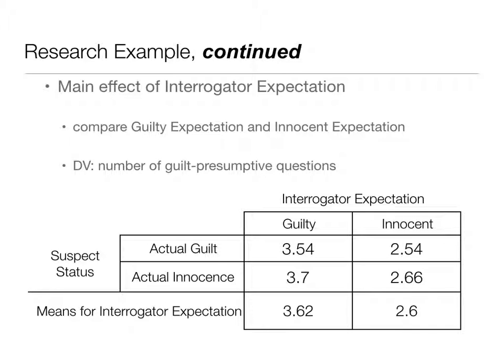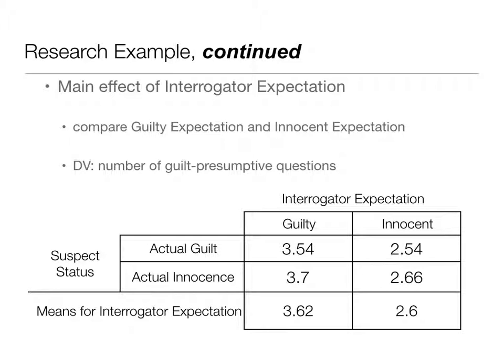We don't want to look at suspect status. We don't want kind of that differentiation between actual guilt and actual innocence. We want to get rid of that. So the way we do that is an average or a mean. So we're going to take a mean, we're going to collapse across suspect status, and we're going to take a mean for guilty. So we're going to take 3.54 plus 3.7, average the two together, and we get 3.62. We're going to do the same thing for the innocent condition. 2.54 plus 2.66 divided by 2, average them together, and we get 2.6.